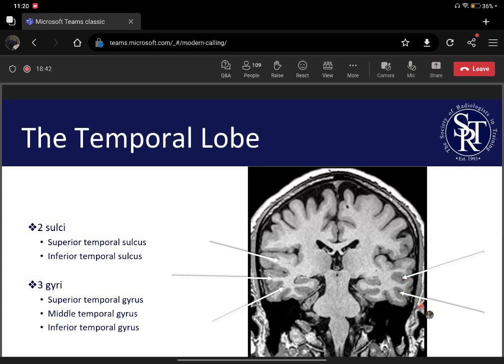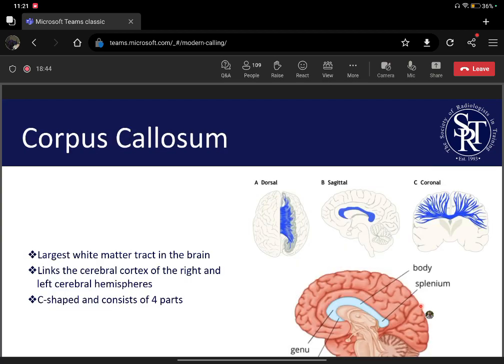All right, I'll move on now to some white matter tracts. I'll talk about the corpus callosum. There are other white matter tracts to be aware of, but this is one of the most important ones and the largest ones, and it links the right and left cerebral hemispheres together. It is C-shaped and it has four parts.